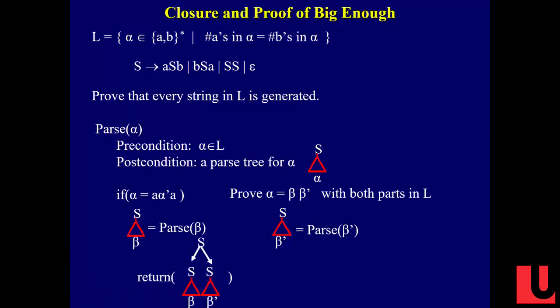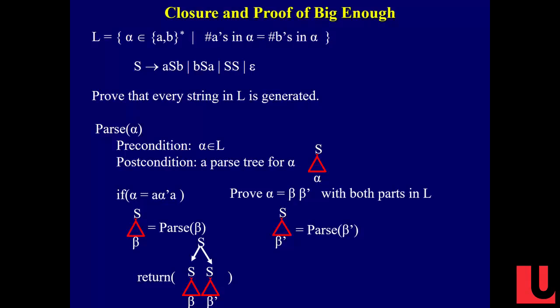And then our parsing is S goes to SS, and the S, recursively, our friend gave us a parsing of S to beta, and our friend gave us a parsing from S to beta prime. Right? People buy that? Yeah. How do we get them?